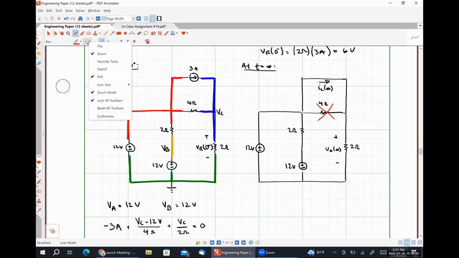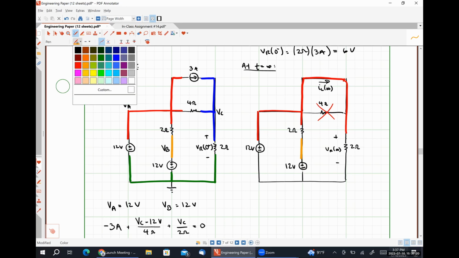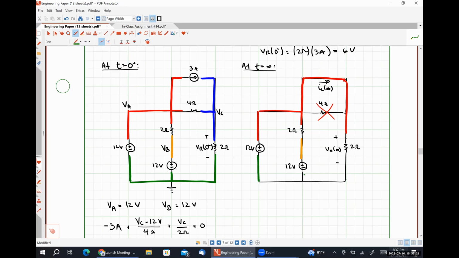So let me show you something here. I'm going to identify my nodes. So that's one node. That's a node. That's a node. So what does it mean that the 2 ohm resistor is between the red node and the green node, and the leftmost 12-volt source is between the red node and the green node?